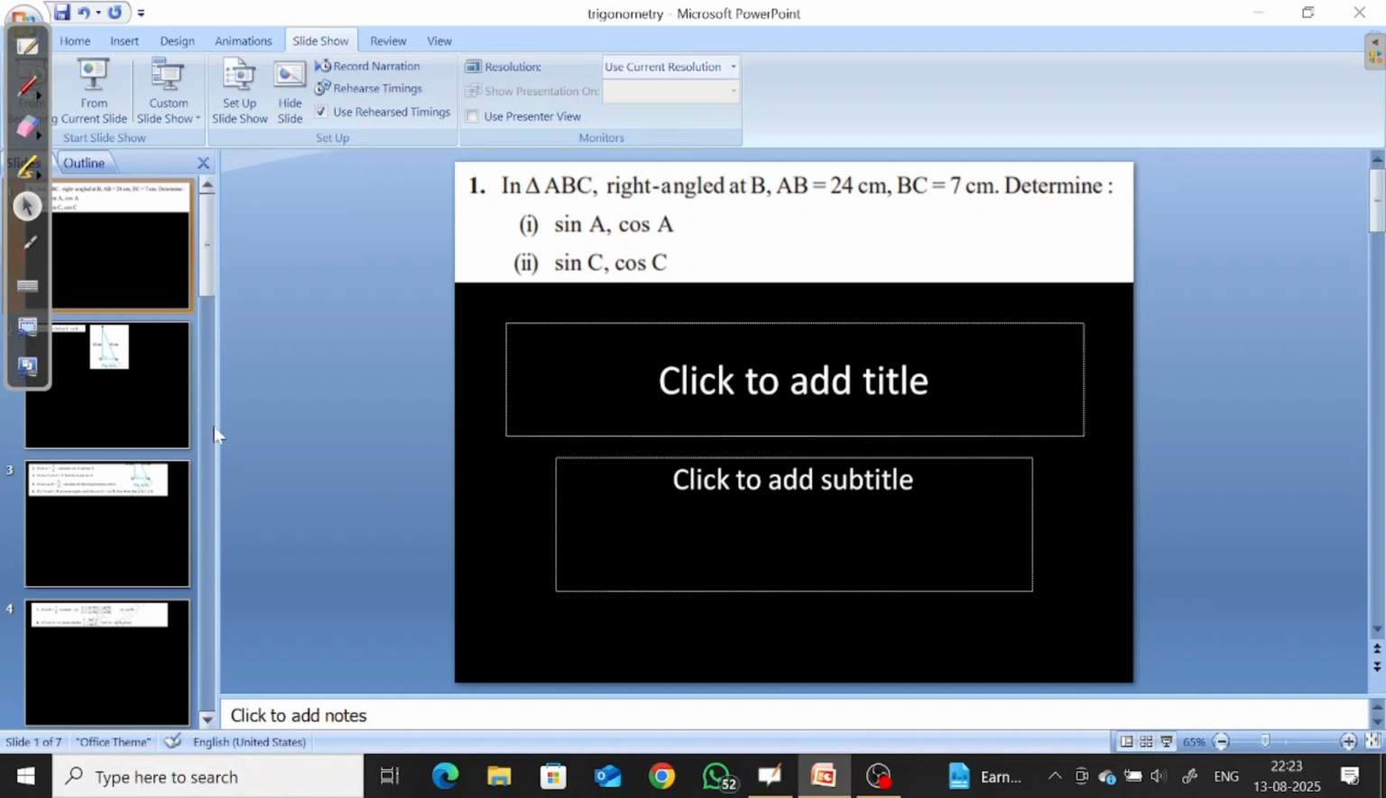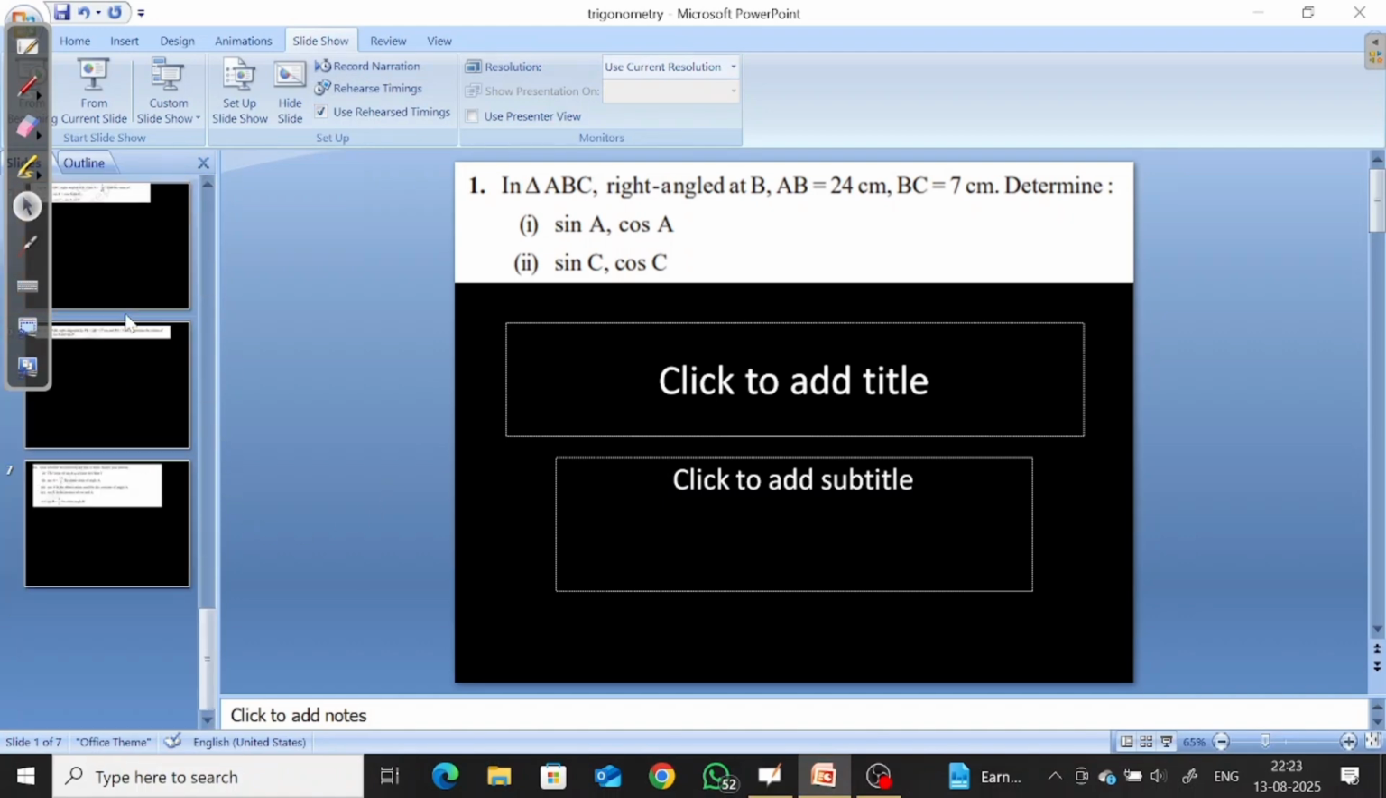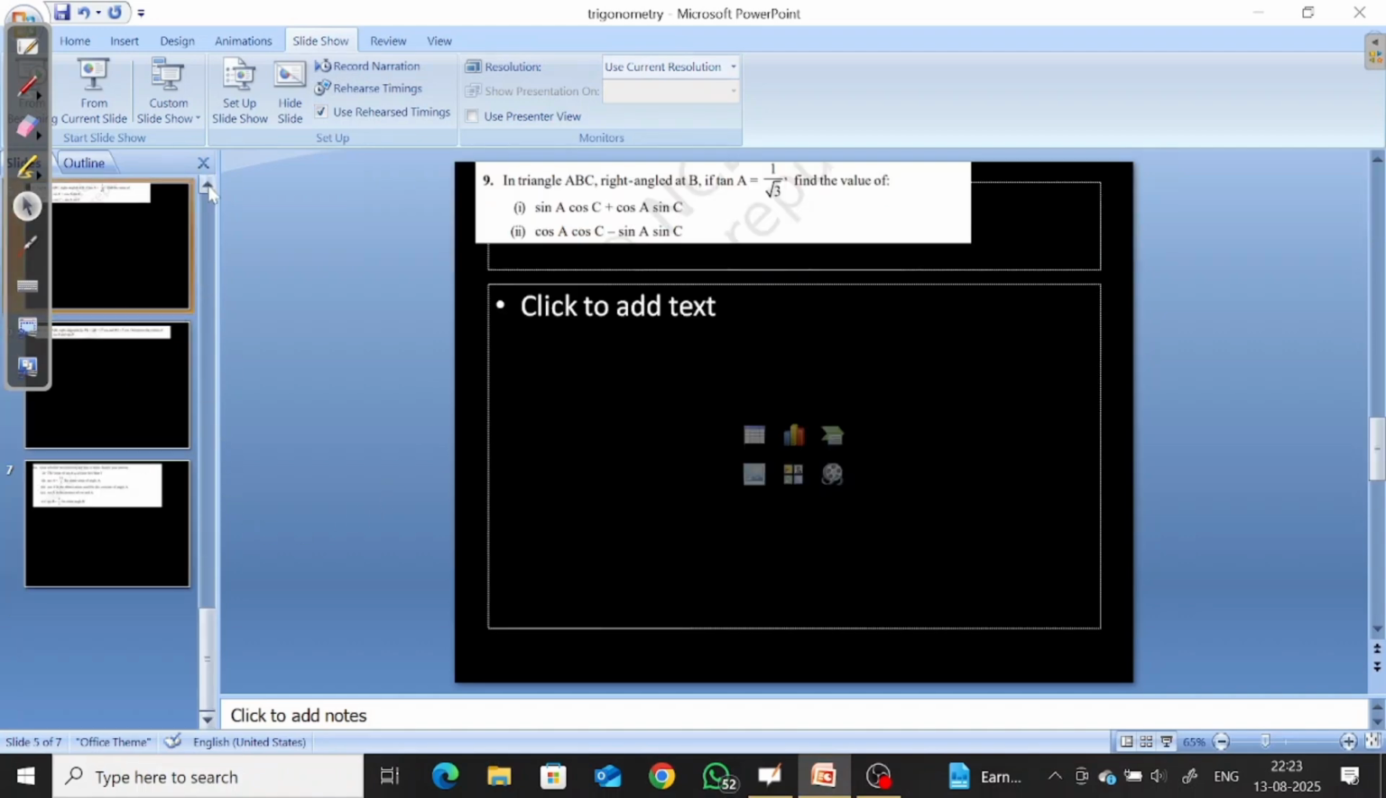So now I am going to see this one. Question number 9. Look, there is a right angle triangle, tan A is equal to 1 by root 3. We have to find the value of sin A cos C, cos A sin C. Out of these two, I am going to explain the first one. The second one you are going to solve.